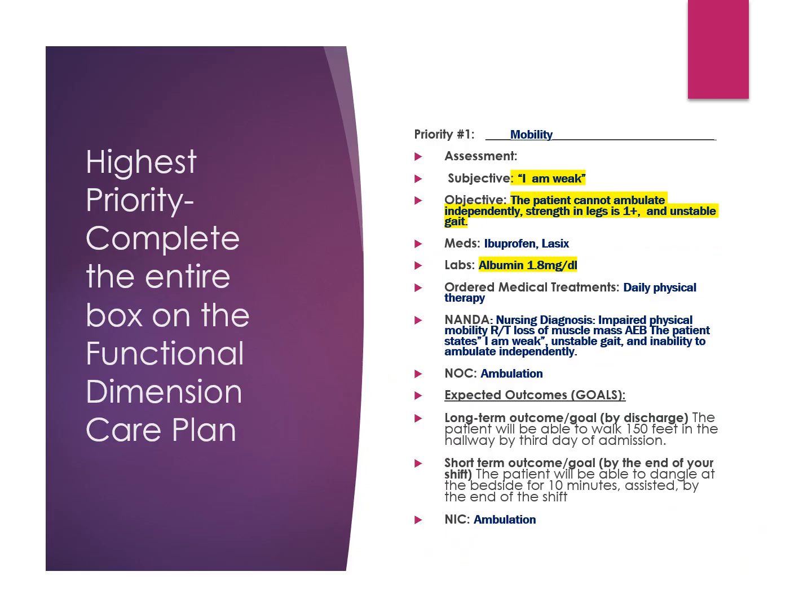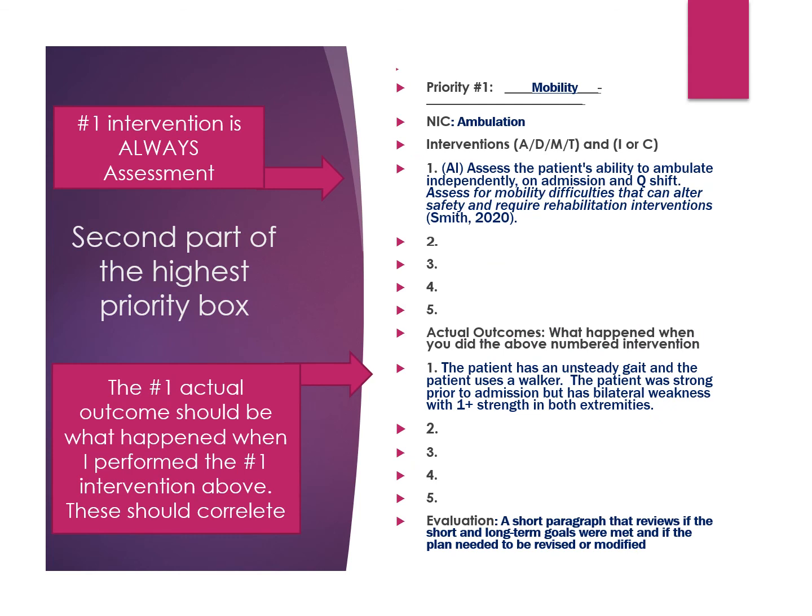Here is the example of the highest priority box that we completed previously in the planning stage. Here is the second part of the highest priority box that you completed in the planning stage and listed all 5 of your interventions. In this phase of the evaluation process, you will be looking at the actual outcomes for your patient when you did perform these interventions. Remember that these need to correlate. So when I'm looking at actual outcome number 1, it should be a reflection of what happened with my patient when I performed the number 1 intervention.